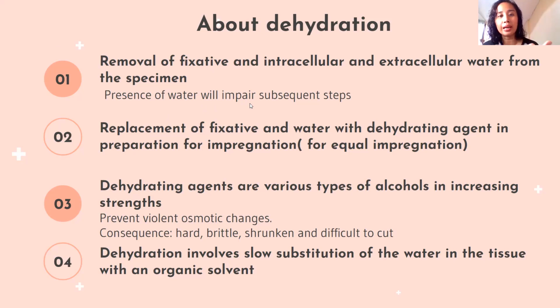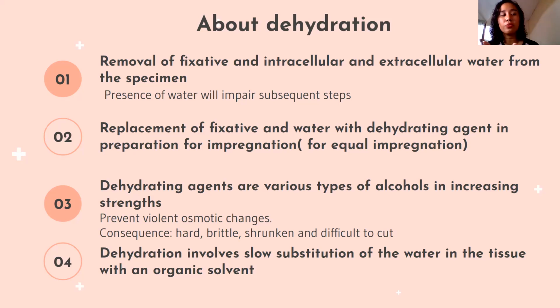It will impair the clearing. The tissue will not be cleared properly. It will impair the infiltration. Yan, hindi maayos ang pagpasok ng paraffin sa loob ng tissues. Yan. Class, the most affected step when dehydration is inadequate is the impregnation. Yan. So the entry of the paraffin will be unequal. Hindi papasok ng maayos sa mga butas.